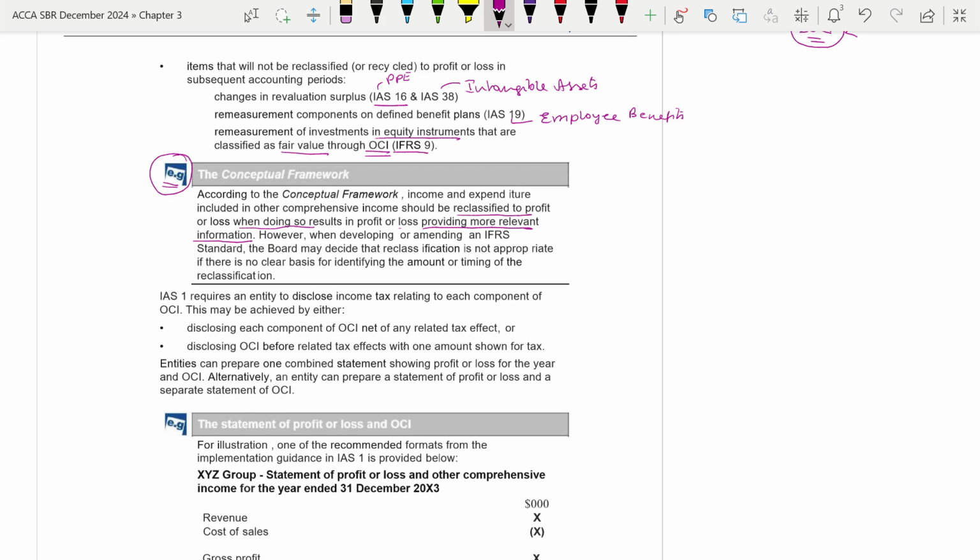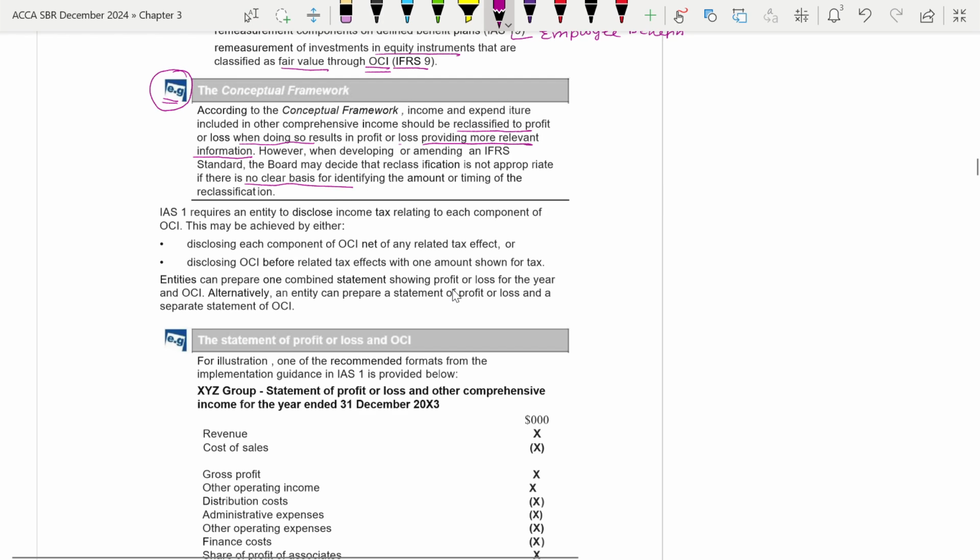They will give us the situations where we have to classify in the profit and loss account, or it has to be classified in other comprehensive income. The board decides that reclassification is not appropriate if there is no clear basis, no clear information; we are not supposed to do anything. IAS 1 requires an entity to disclose income tax relating to each component of OCI. See the thing, another one, okay?